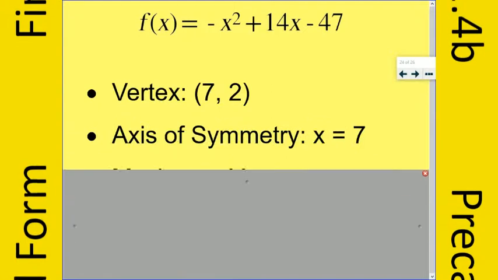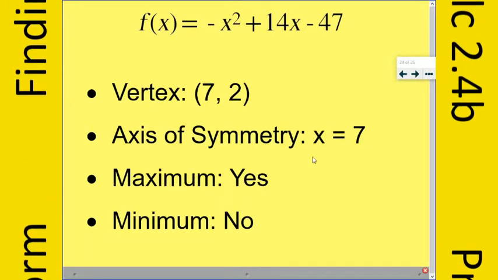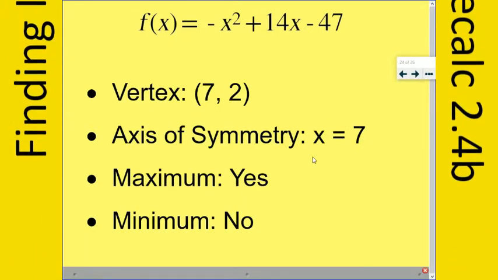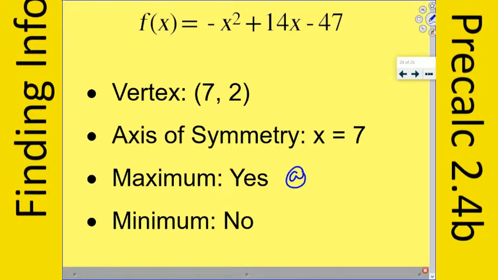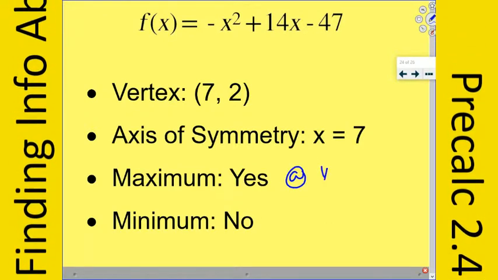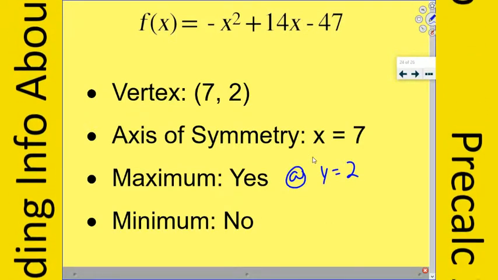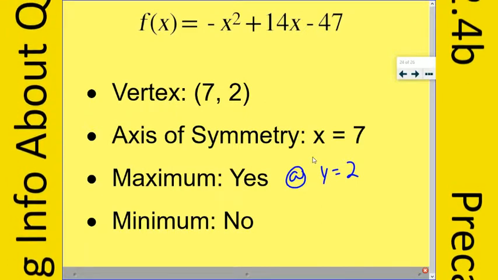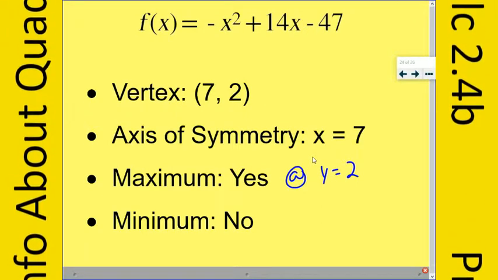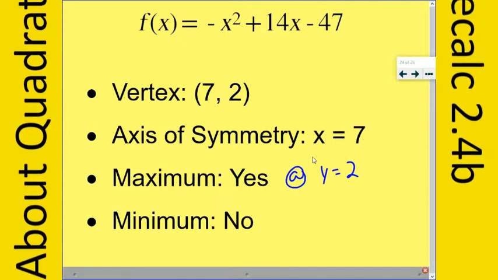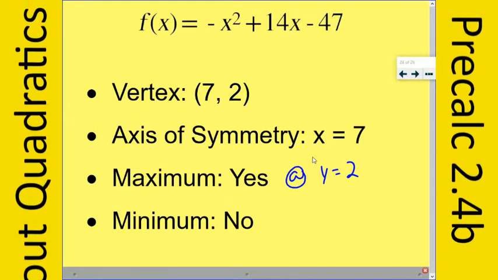So here is all of that information again. We do have a maximum at y equals 2. So if we were to graph it, the vertex would be at the point 7, 2, and everything would go down from there.